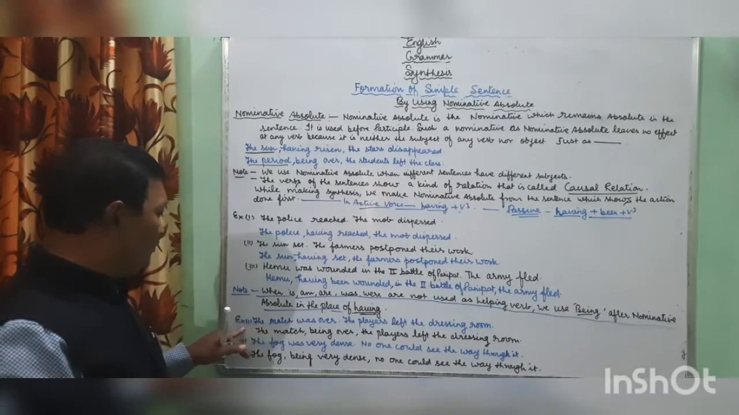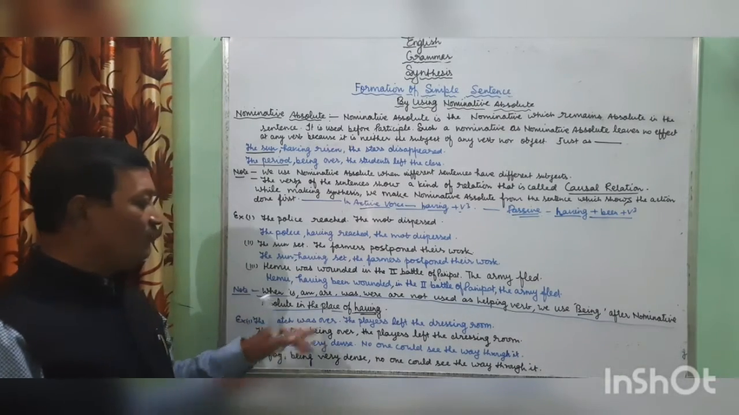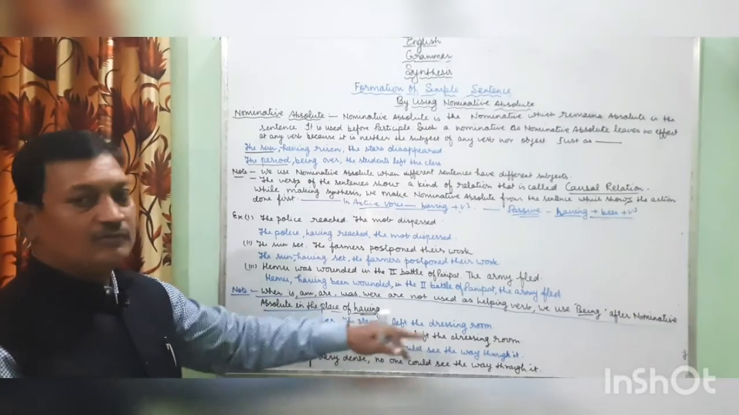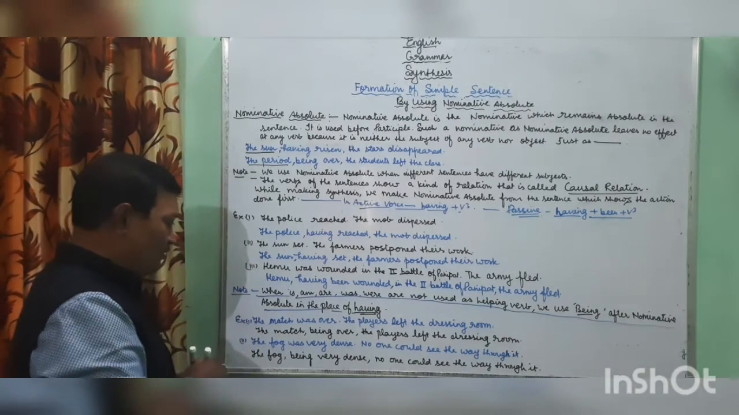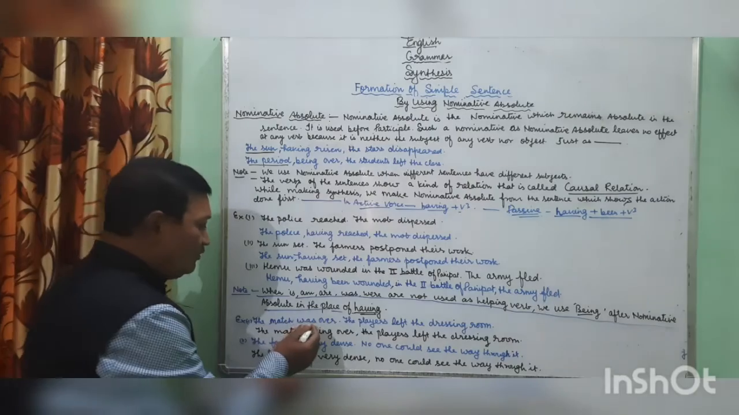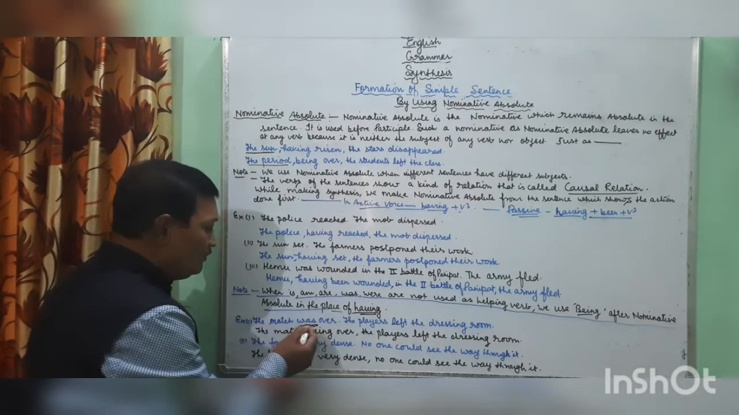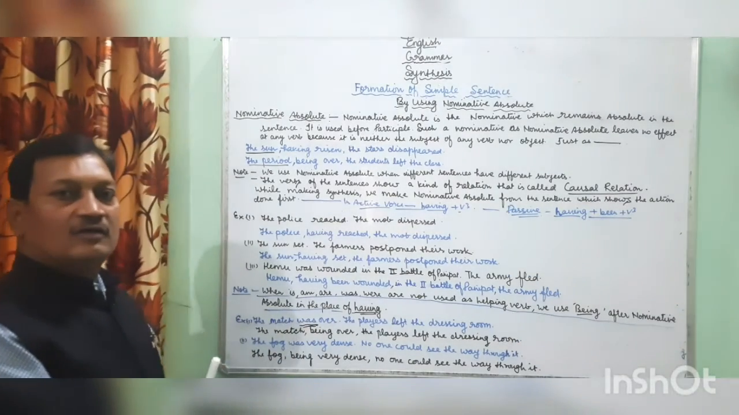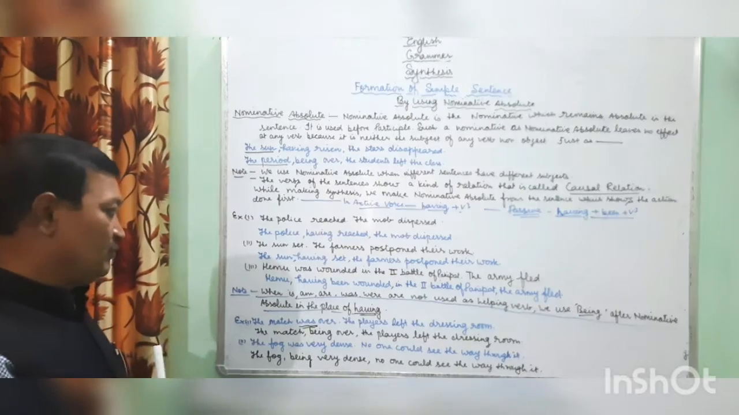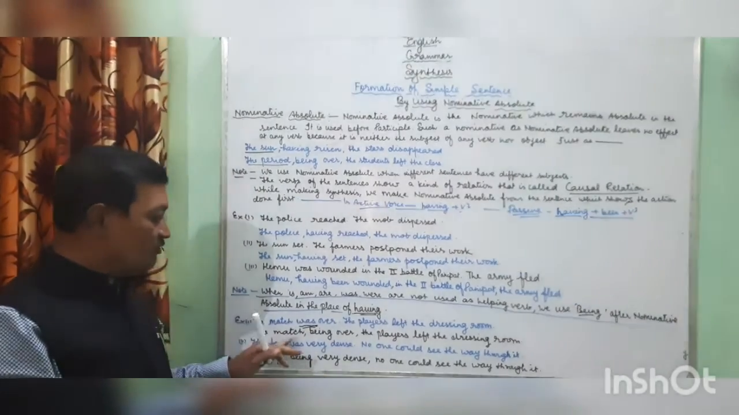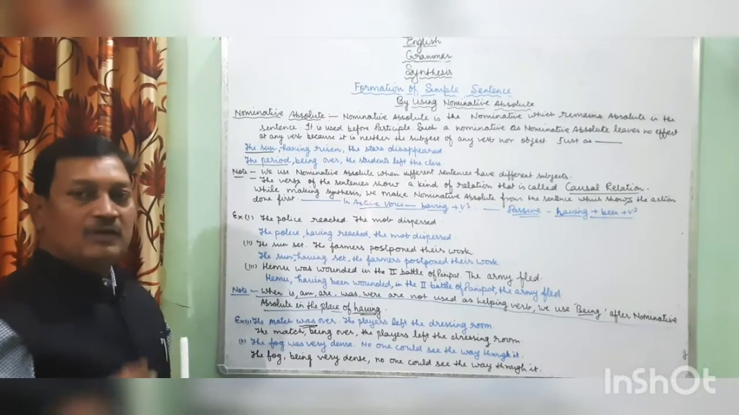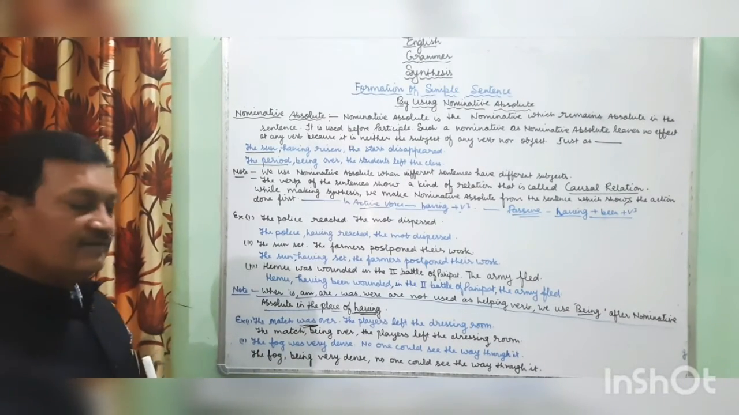Let's see examples. The match was over, the players left the dressing room. Students, you can see here was in this sentence is not used as helping verb, so we'll use here being. The match being over, the players left the dressing room.